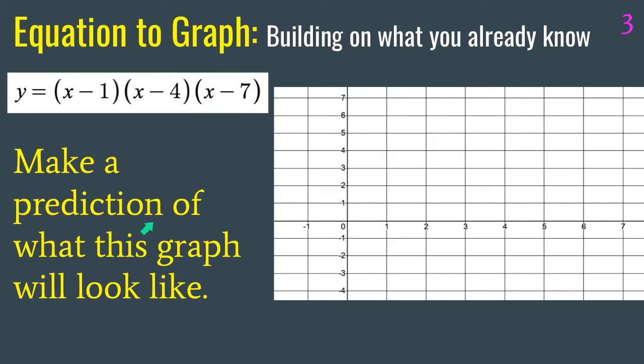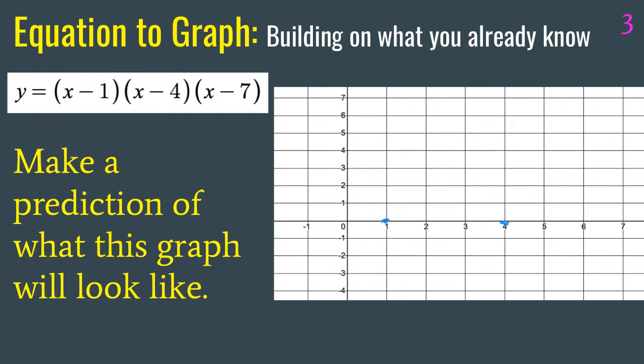Let's make a prediction of what we think this graph would look like. Well, you know that it's got to hit at 1, it's got to hit at 4, and it's got to hit at 7. So something simple I could do is put a dot at 1. It's got to hit at 4, and it's got to hit at 7, so I'm going to put a dot there as well.